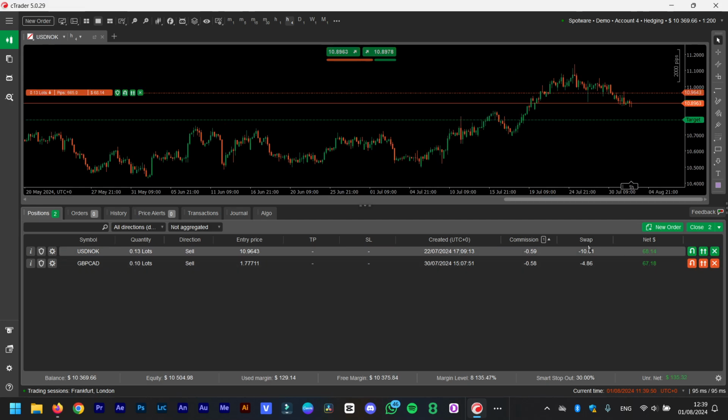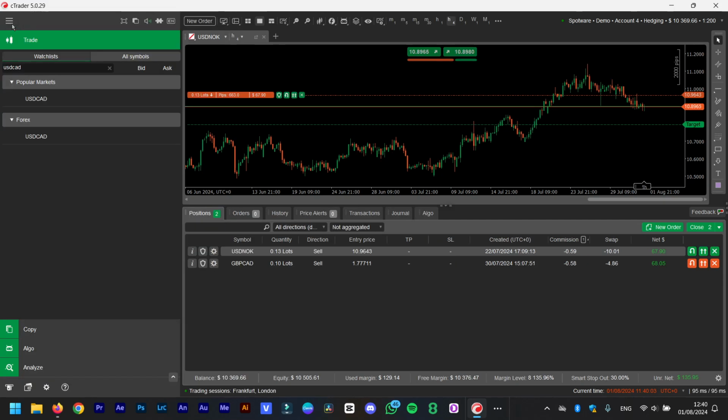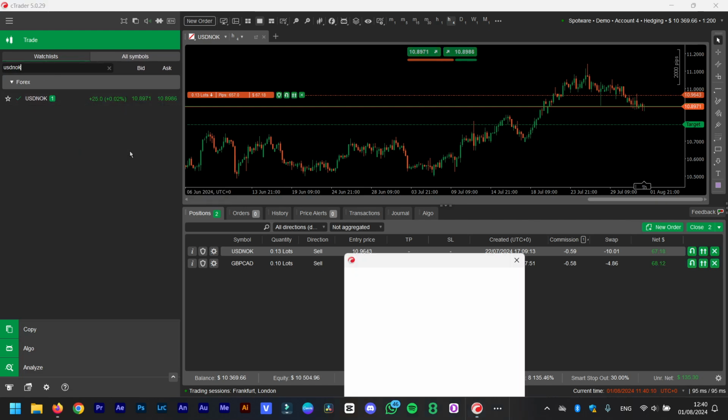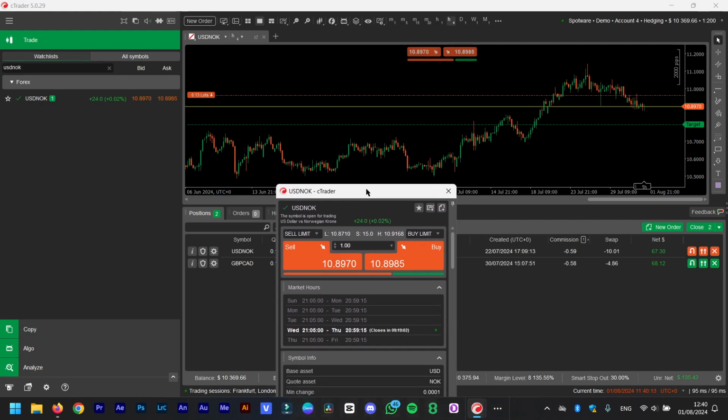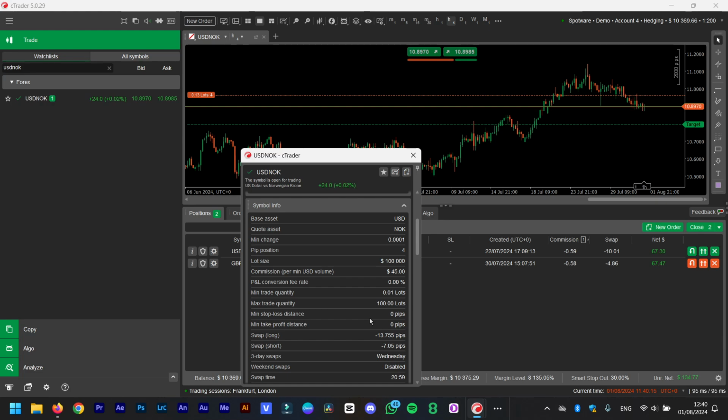But the problem is, look at that swap. I just paid $10 in 8 days. So I was supposed to have even more profit if it wasn't for that swap. And this is why the swapping is so annoying. You have to be very careful with the swapping, man. That's really annoying. Let me just check this. So swap long is 13.75 pips on long, and short is 7.05 pips.